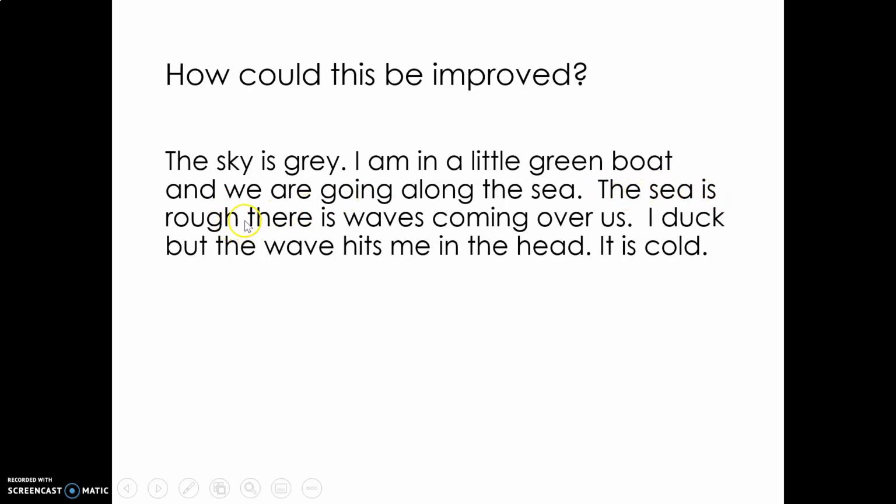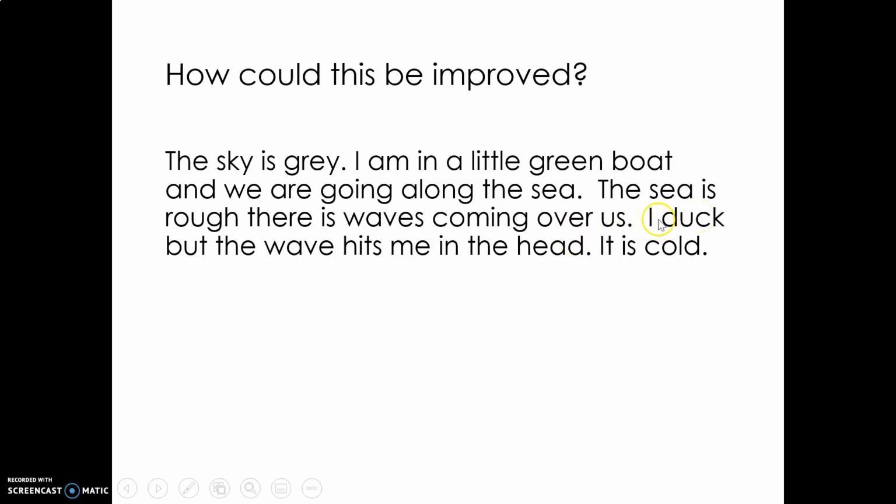The sea is rough, okay? That's one main clause. There should be a full stop. And then there is waves coming over us. Again, tense is a bit out here too, isn't it? There are waves coming over us. So this piece could do with a bit of proofreading.